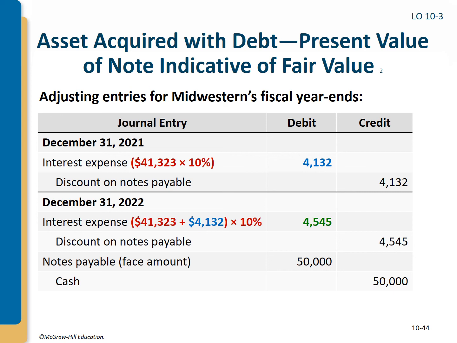Multiply that by 10%. The carrying amount is basically the balance. Notes payable minus the discount on notes payable. When you credit the discount on notes payable, you just reduced the balance in that account. So the balance overall on the note or carrying value will be $4,132 higher. Multiply that by 10%. That's your interest for the second year. Once you do that, the balance in the discount on notes payable will be 0, and you'll pay off the $50,000. Midwestern, debit notes payable, and credit cash.